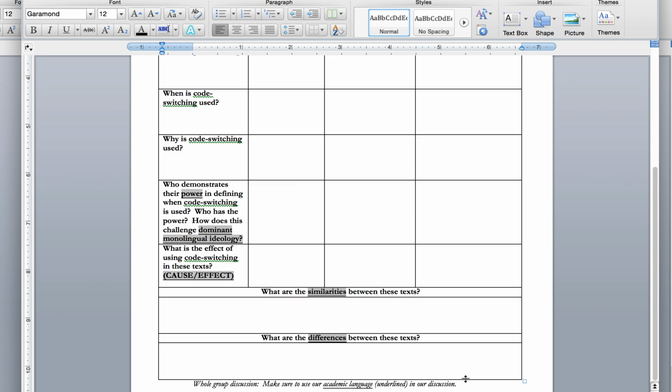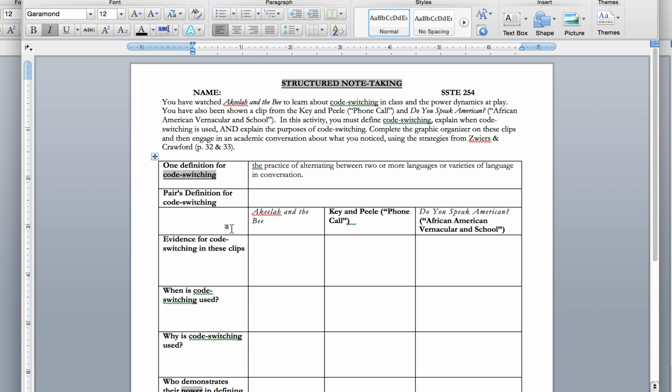You can also see at the very bottom that there's just a little italics line for the whole group discussion after this activity, this paired activity. You'd make sure to use our language, academic language, in our discussion. Just a little reminder for us.